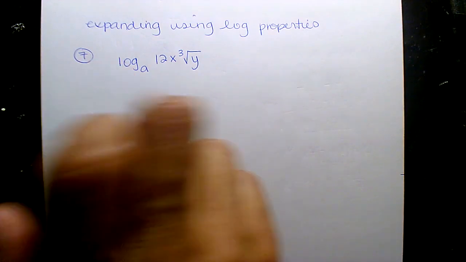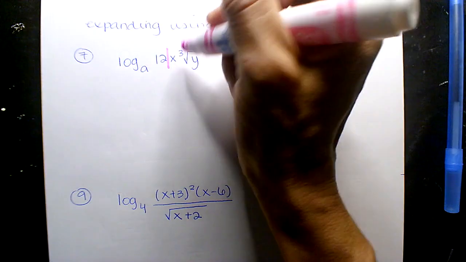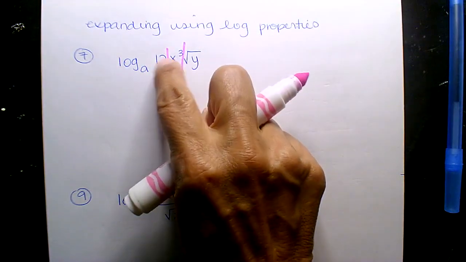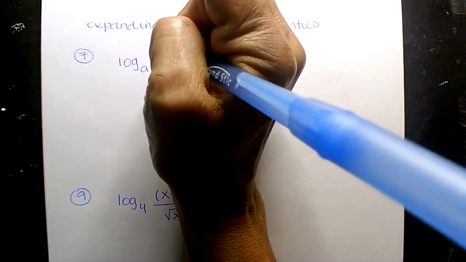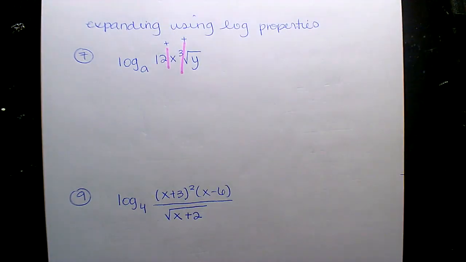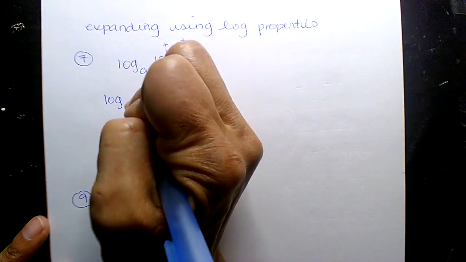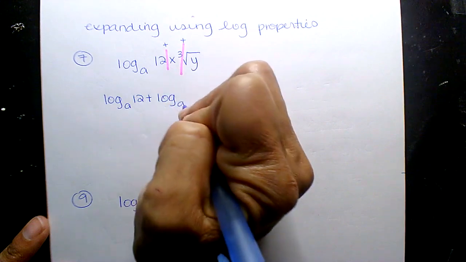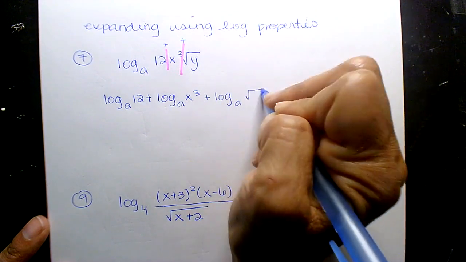So we don't have a fraction here, so there's no subtraction. When you look at this, you see a base here. 12 is a base, like 3 times 4. Okay, you have x cubed, and then you have this y. So you actually have 3 bases, so I'm going to end up having 2 addition signs. For that product quotient, I'm going to put plus signs there. And so I'm going to have a log and a log and a log. So if I start that way, I'm going to have log base A of 12 plus log base A of x cubed plus log base A of square root of y.